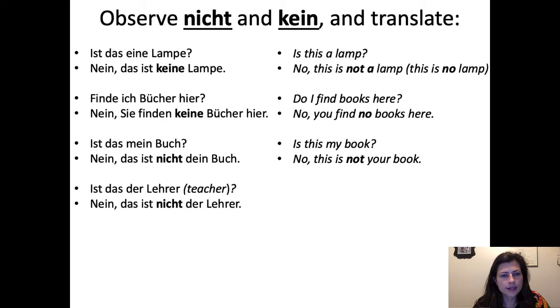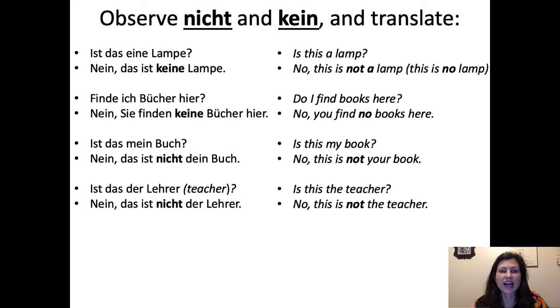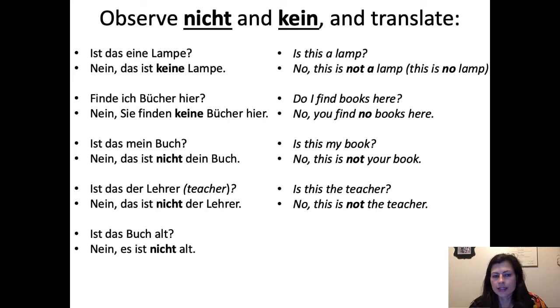Ist das der Lehrer? Nein, das ist nicht der Lehrer. So then you can have your nicht before a noun with a definite article, not the teacher. Imagine if you want to say this is not a teacher, nicht ein Lehrer, that would be wrong. It would have to be kein Lehrer. Ist das Buch alt? Nein, es ist nicht alt. Now we're going to negate that adjective, right? No, it is not old. Es ist nicht alt. With nicht.